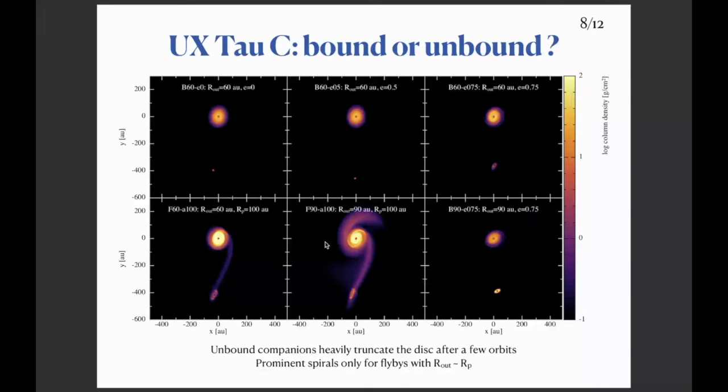For that, we did a series of simulations taking into account a bound companion, so an outer binary, let's call it, and an unbound companion, so a flyby. And what we realized is that it's very hard to create these prominent spiral arms with a bound companion, because after a few orbits, we eject all the material and there is no more material available to create spirals, as the one shown here.